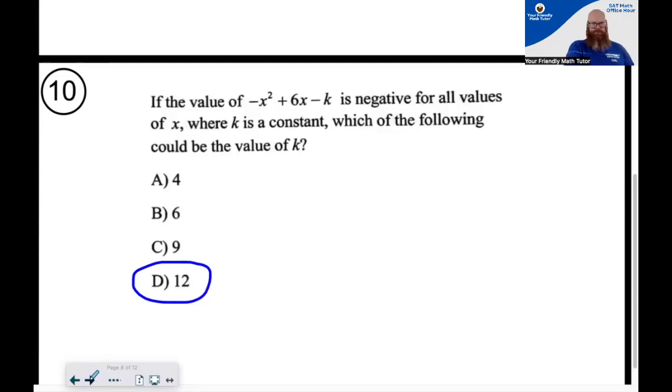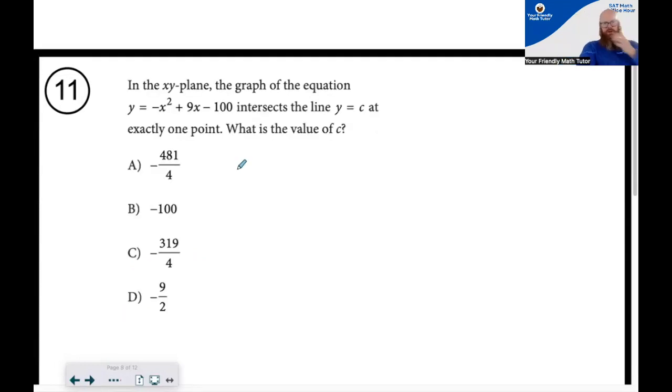All right. So that's a cool way to use a slider as well. All right, number 11. So we've got this graph. It intersects y equals c at exactly 1 point. What's the value of c?